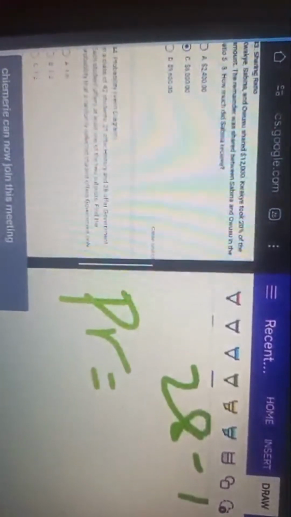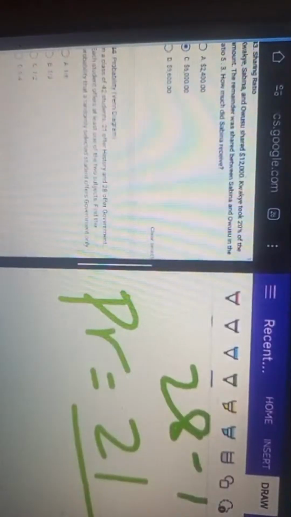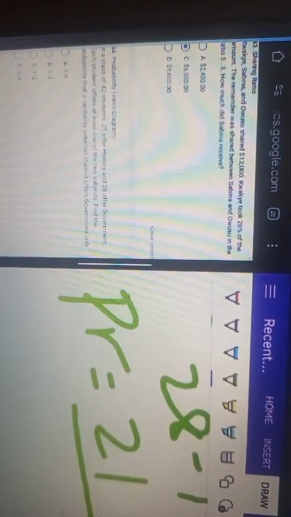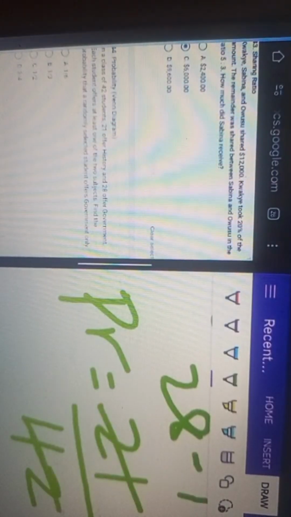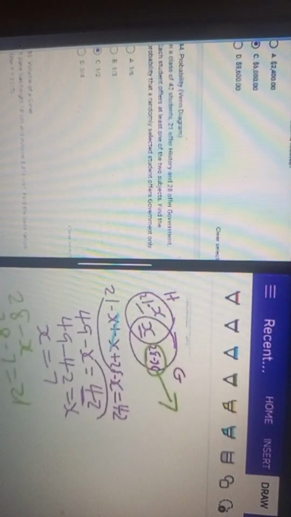So probability is equal to what? Total number of desired outcome, which is people that offer only government, which are 21, over total number of possible outcome. What are the possible number of people you can pick in this class? 42. So 21 here is 1, 21 here is 2. So the answer is 1 over 2. So this is the full solution.